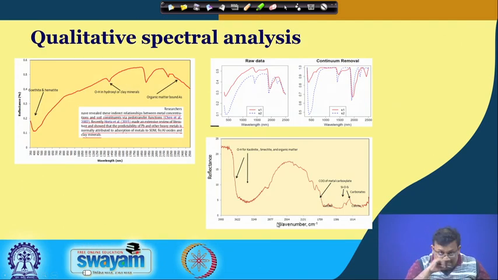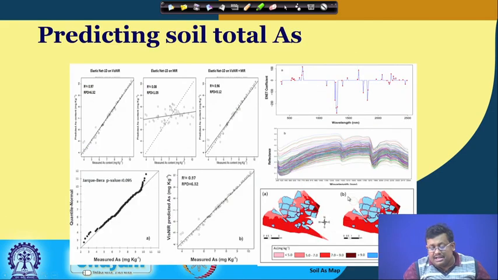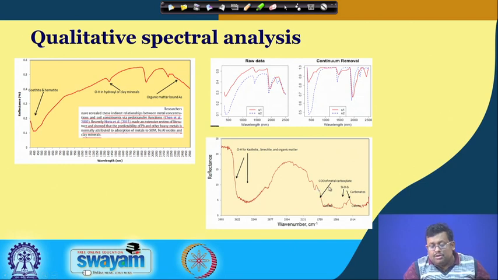Then, using some qualitative spectral analysis, we tried to identify whether we can identify those individual pools. So, this is the visible near infrared reflectance spectrum, and this is the mid infrared reflectance spectrum of the collected soil samples. You can see we have identified goethite and hematite, which are important iron based minerals, and then we can identify the hydroxyl of clay minerals and organic matter bound arsenic here, and we also identified kaolinite, smectite and organic matter hydroxyl here, and then other features like C=O of metal carboxylates and then calcite and carbonates and all these things.